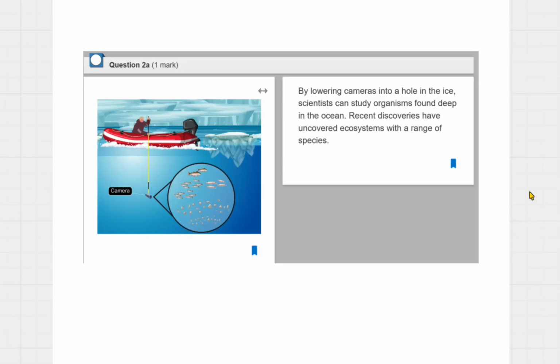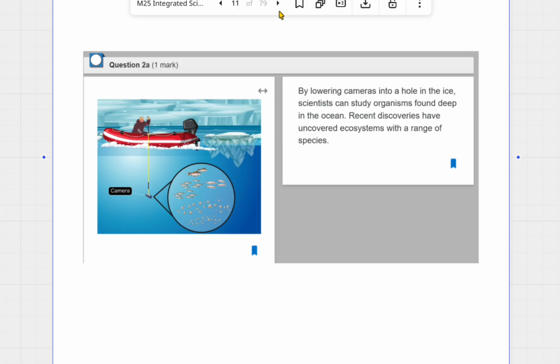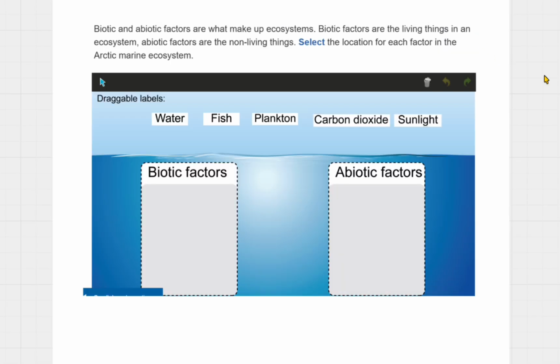Now we're in the second section. This is question 2A. It's for 1 mark. Let's just look at the question. Biotic and abiotic factors are what make up ecosystems. Biotic factors are living things in an ecosystem, whereas abiotic factors are the non-living things. Select the location for each factor in the Arctic marine ecosystem.